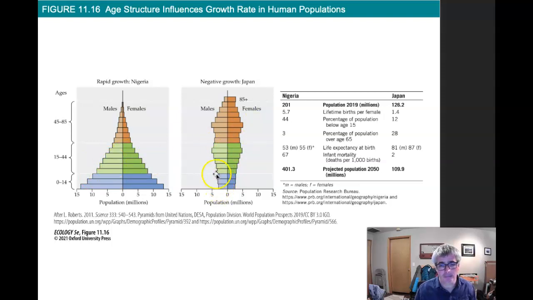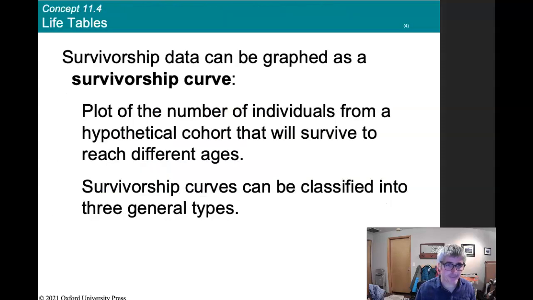which has a much older population and a relatively lower percentage of their population in that 15 to 45 year category. So here, population in millions. Nigeria has a larger population, but they've got a higher population of people in that age range.